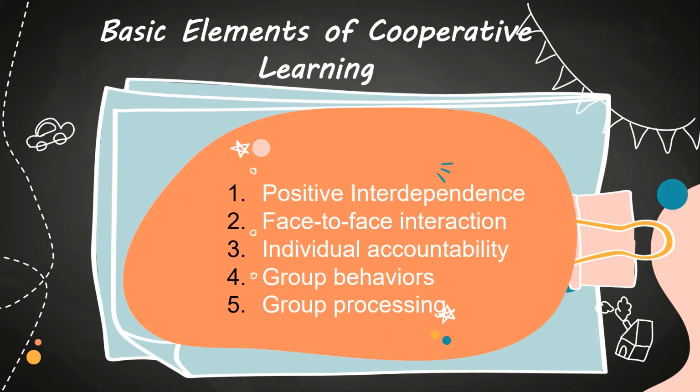Number four is group behavior. It refers to those interpersonal, social, collaborative skills needed to work with others successfully. Number five, group processing is a time after the cooperative learning task is finished when the team members analyze their own and their group's abilities to work collaboratively.